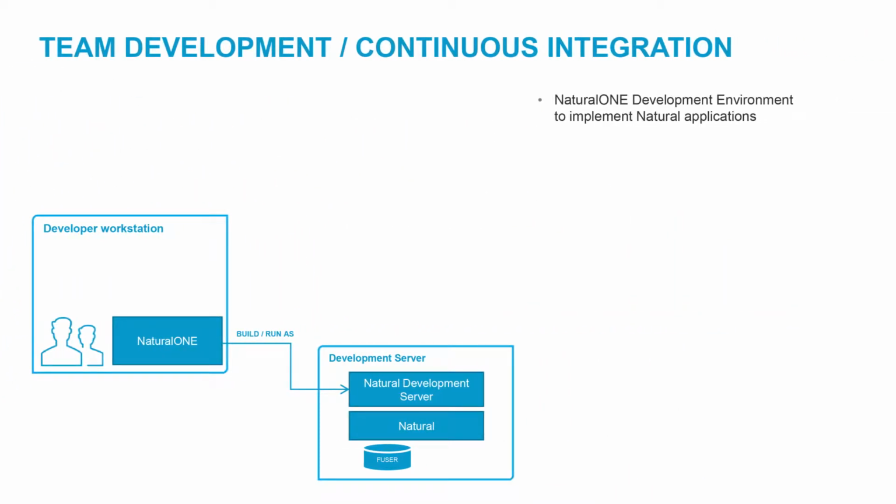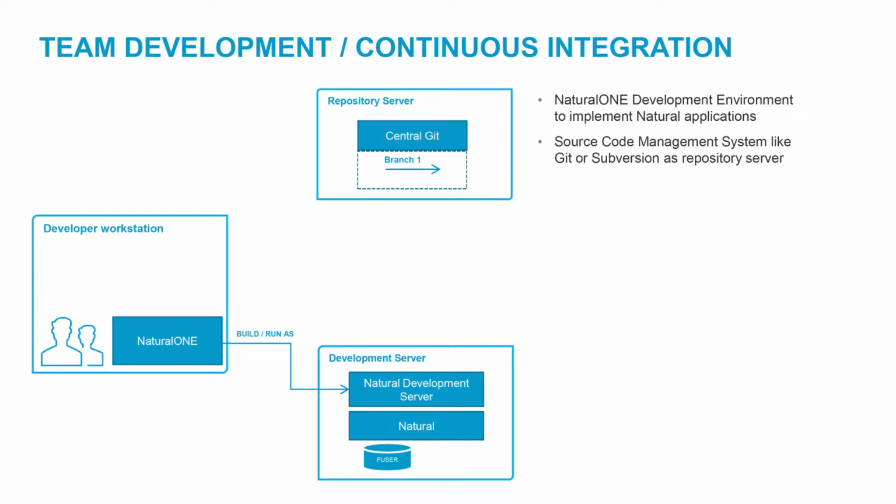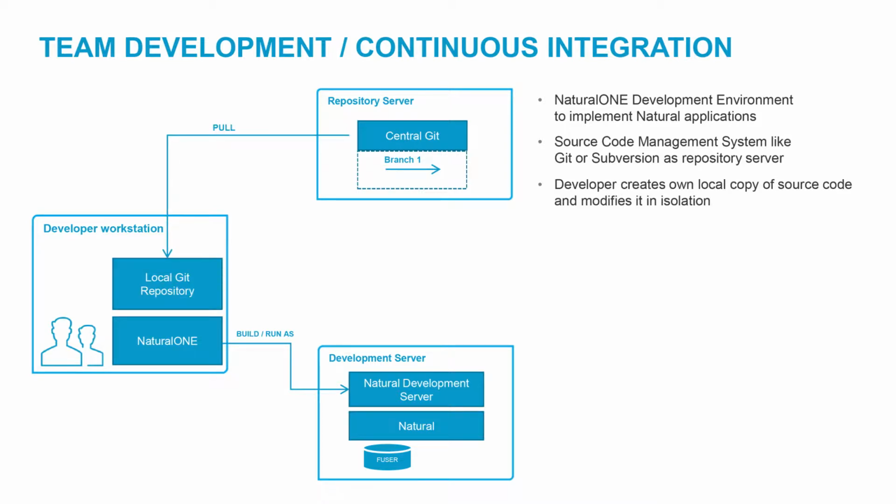The NATURALONE development environment is used to implement natural applications. NATURALONE connects to a natural development server to build and run an application. A source code management system like Git or Subversion is used as the repository server. Developers create a local copy of the source code, which they modify in isolation.